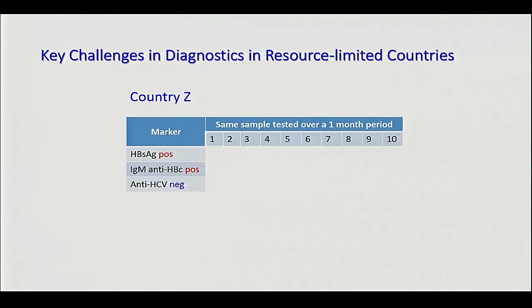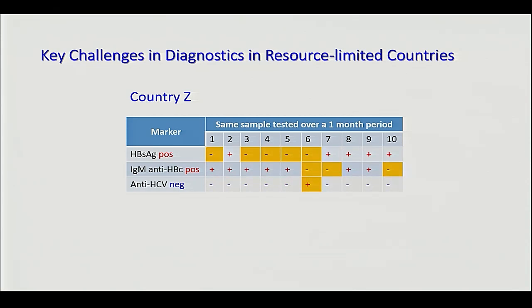Now, this slide here shows data from a single lab. It's done within a lab. So what we did here, we provided this lab three samples, two positive for HBV markers, one sample negative for anti-HCV. Three technicians were involved with the testing. The samples were provided with different IDs. The testers did not know that these were quality control samples. Over a period of 1 month, this is what you see here.